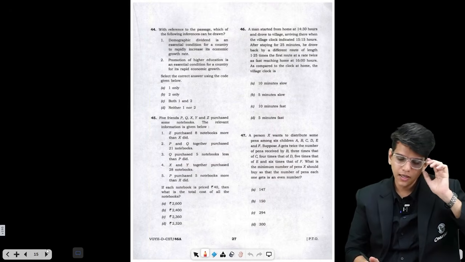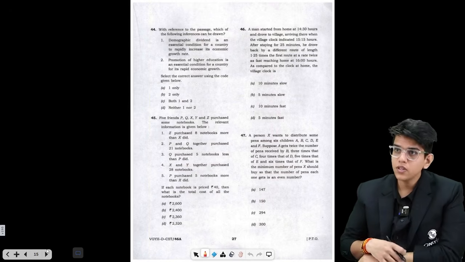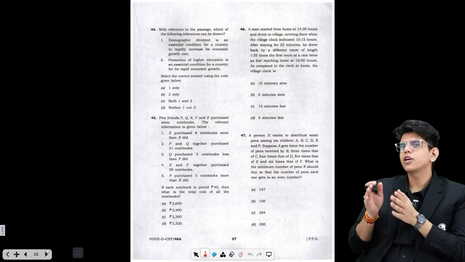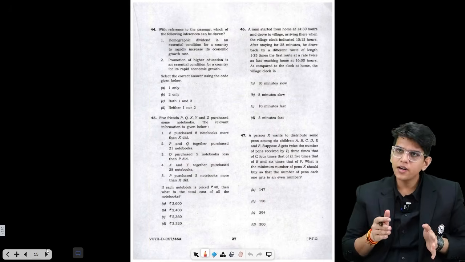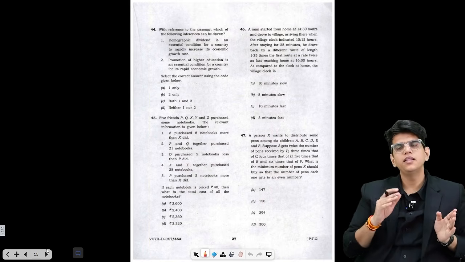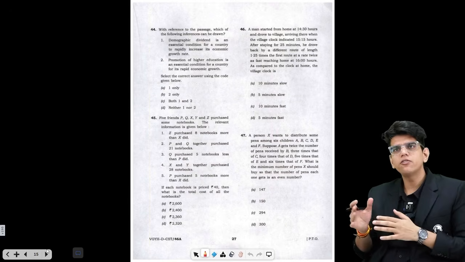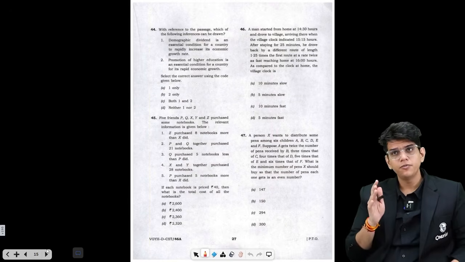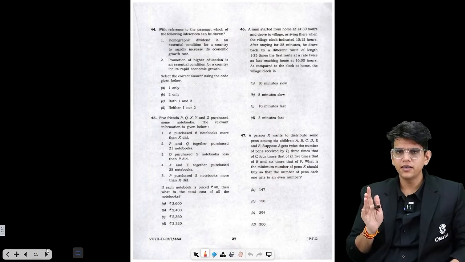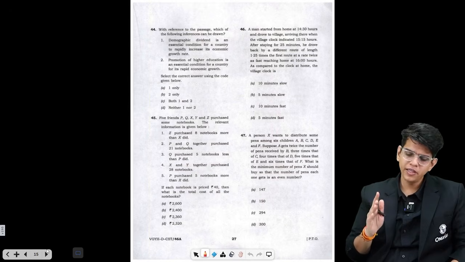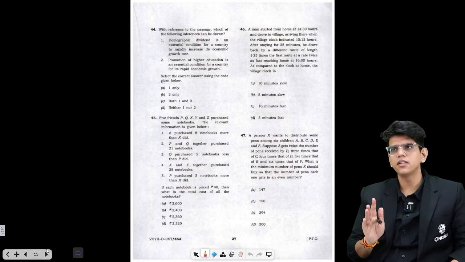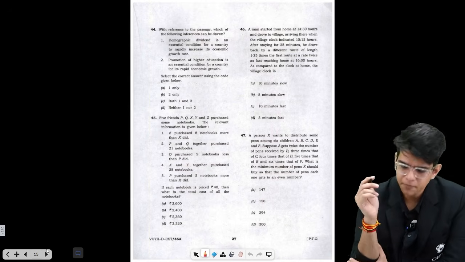Okay, done. Let's go. See, we are 40 minutes in the video and already we have covered half of the paper. In the next 40 minutes, we will try to cover the rest of the paper. We have not solved reading comprehension yet. But we are solving the majority of questions from quant and reasoning. Okay, let's come to RC.